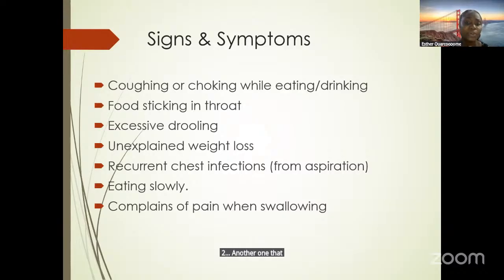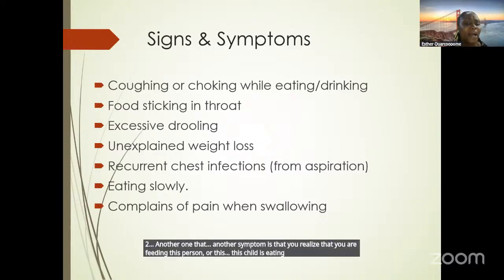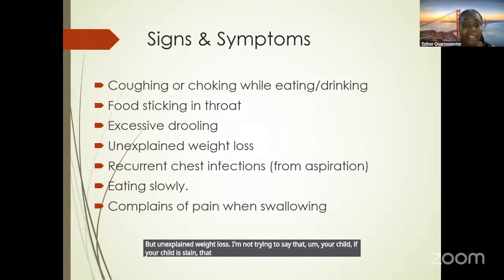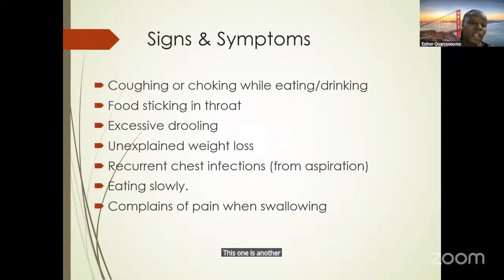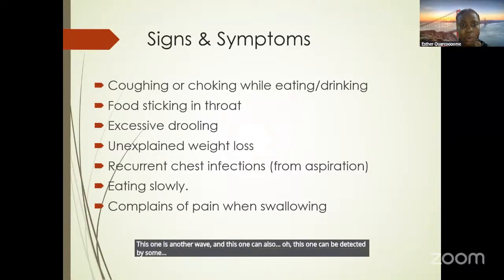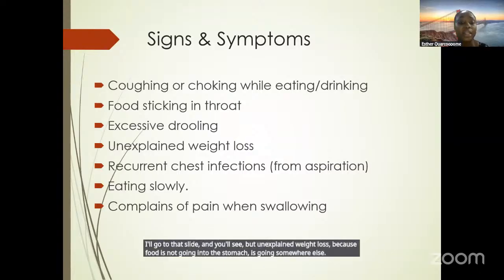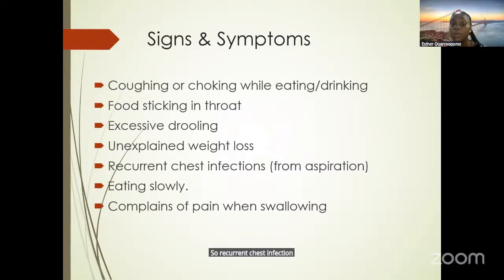Another symptom is that you realize you are feeding this person, or this child is eating all the time, but there's unexplained weight loss. I'm not trying to say that if your child is slim, that means the person has dysphagia, but this is another sign, and it can be detected when you report with dysphagia. I'll go to that slide. But unexplained weight loss happens because food is not going into the stomach, it is going somewhere else. Then there are recurrent chest infections from aspiration. I'll talk about aspiration as I go to further slides.